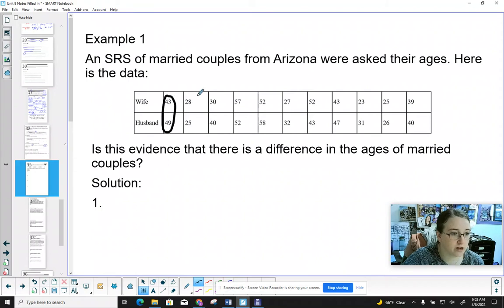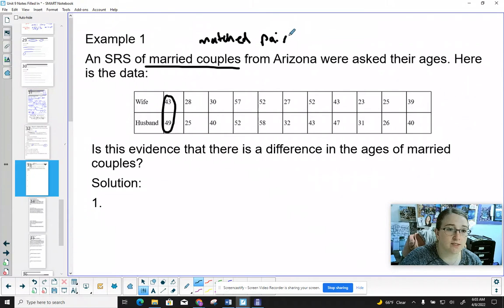These are matched as a married couple. Again, the fact that it's talking about married couples tells us this is a matched pair, versus I'm just looking at a bunch of random people and I take the average of something. I'm specifically talking about comparing each couple.